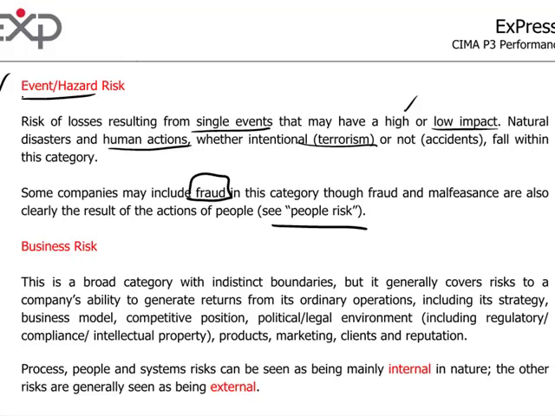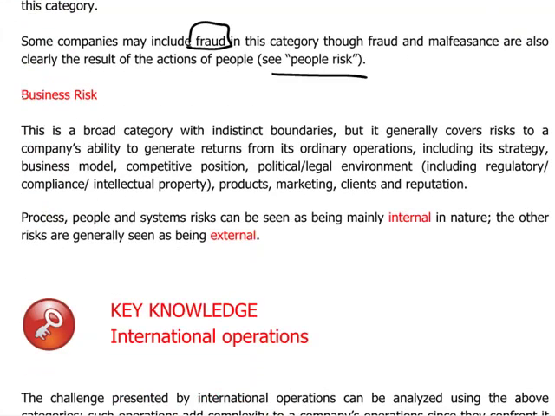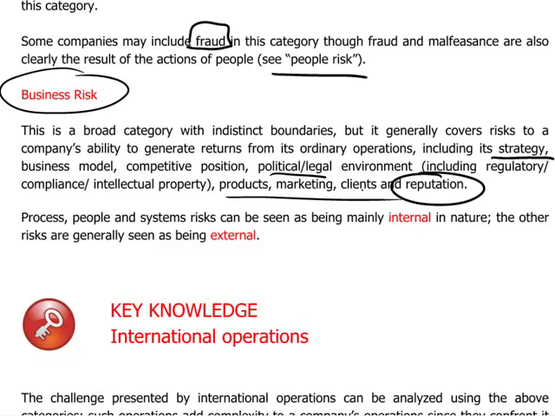So we have to take a very broad view of how we characterize these risks and understand where they come from and what the impact is across the organization. Finally, business risk is a very broad area. As mentioned before, it's kind of a catch-all category which really covers everything from a strategy of a company to political, legal environment. This could be regulatory issues that could threaten a company in terms of fulfilling its business mission profitably, and the whole gamut of products, marketing, clients, and so on, and of course not to forget reputation.